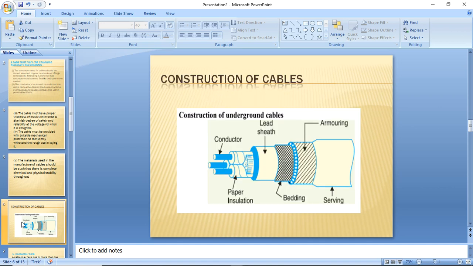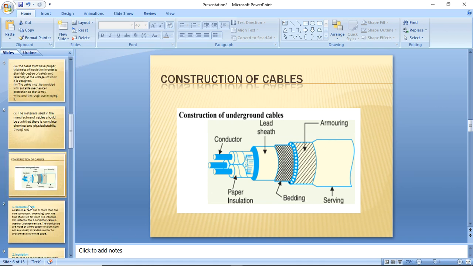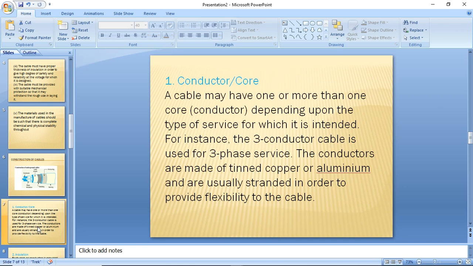Now we are going to learn about the construction of the cable, how the cable should be. We will start from the conductor. The cable should have a conductor, a paper insulation, a lead sheath, a bedding, armoring, and servicing. We'll start with the conductor. What is the work of the conductor and what is the conductor?